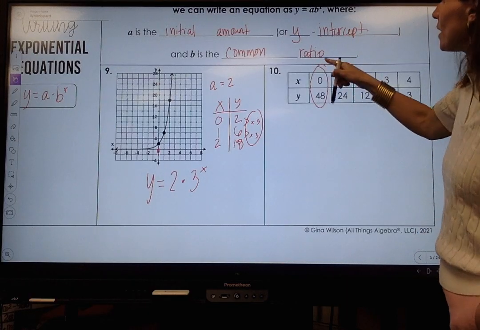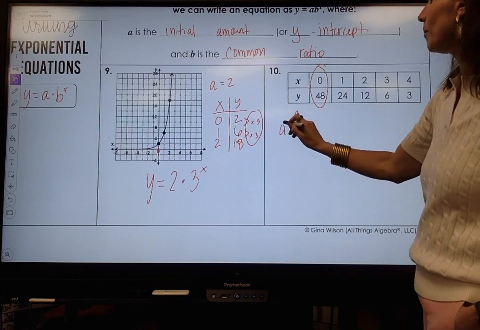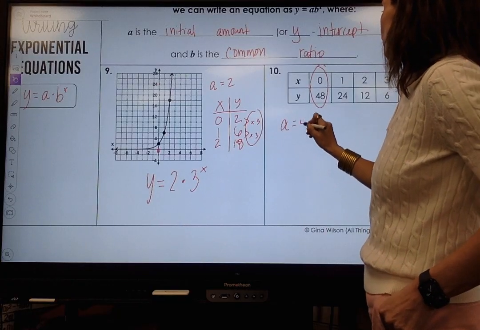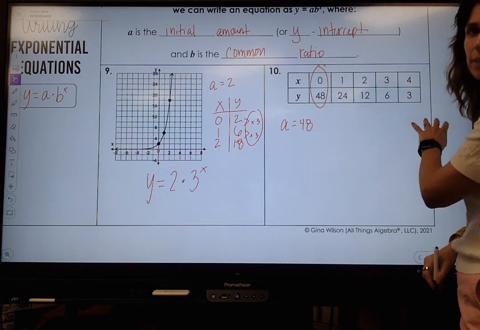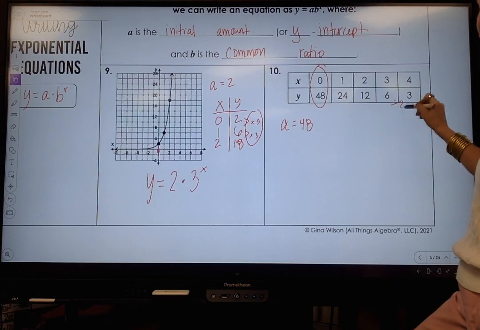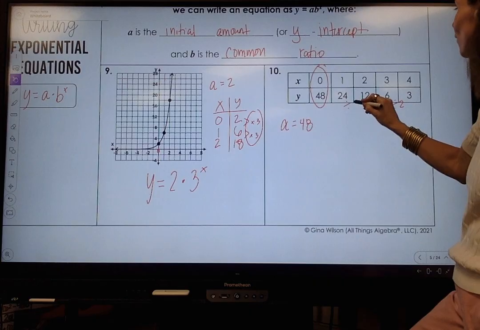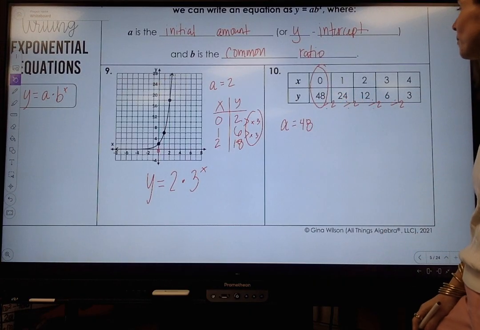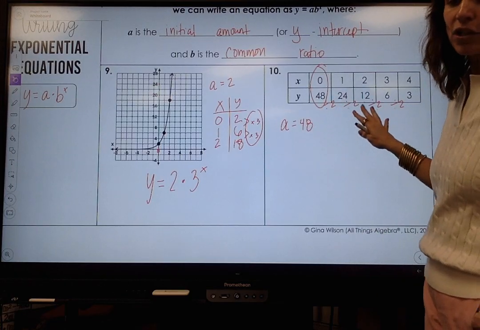Well, here is my initial amount, so I know that a is going to be 48, and now look what I'm doing here. I'm going down, so I know it's going to be a decay. So what are you doing? I start over here. 6 divided by 2 is 3. 12 divided by 2 is 6. 24 divided by 2 is 12. 48 divided by 2 is 24. So I know my common ratio is dividing by 2.